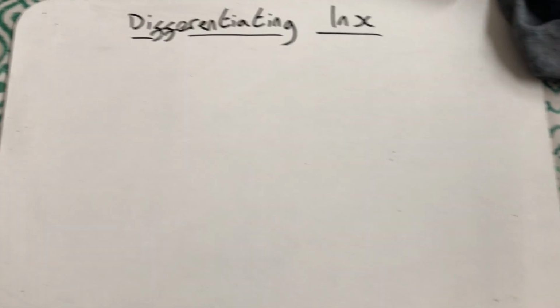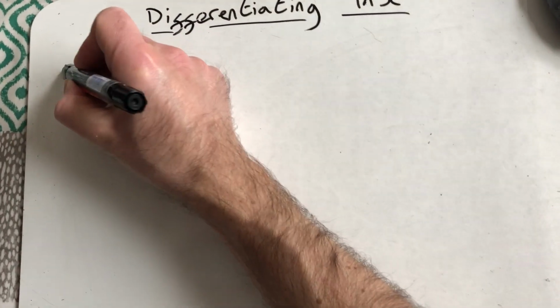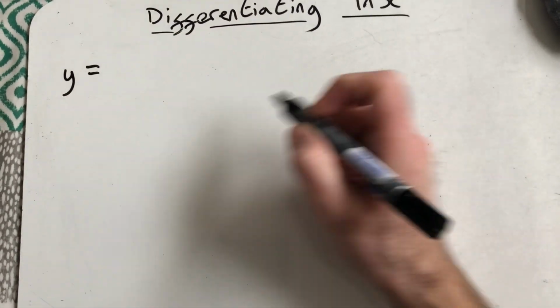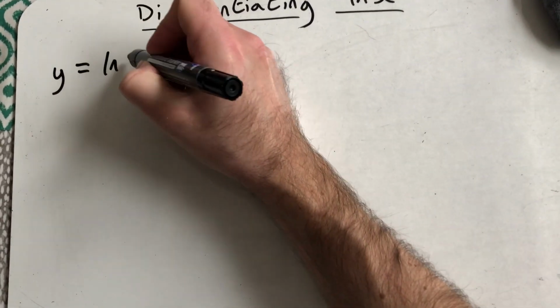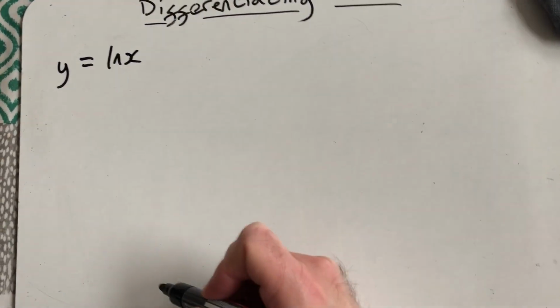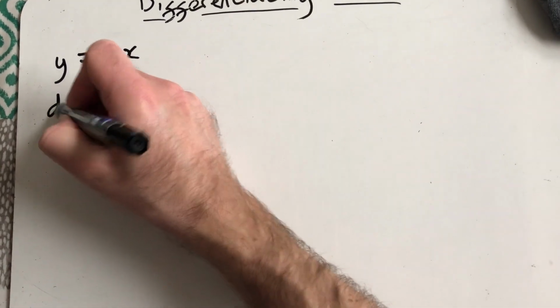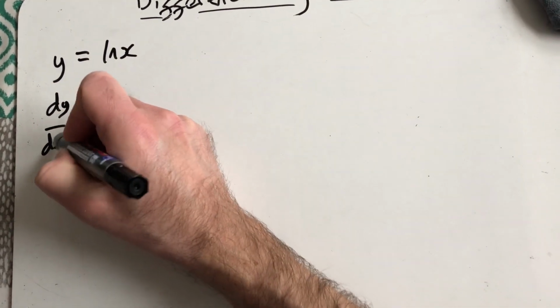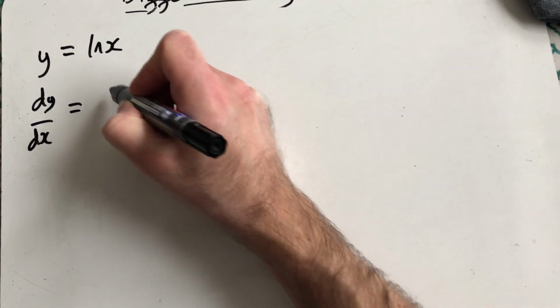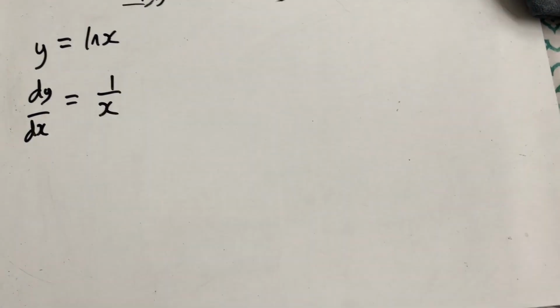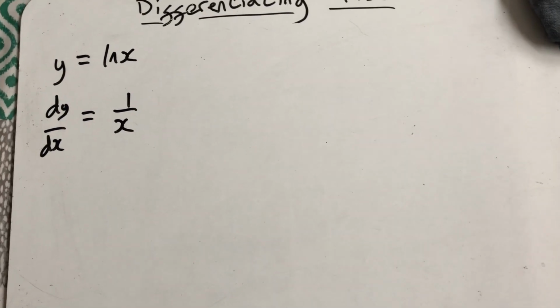yet, have you? Well, what I'm going to do is I'm just going to give you the answer first of all, and then show you an explanation, not a proof, of why it is the answer. So if y equals natural log of x, the result that you're looking for is dy dx is 1 over x. Okay. Well, why is that?